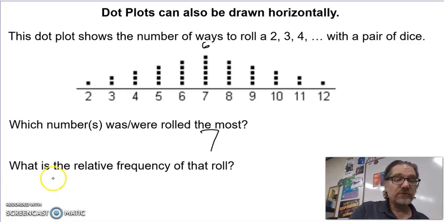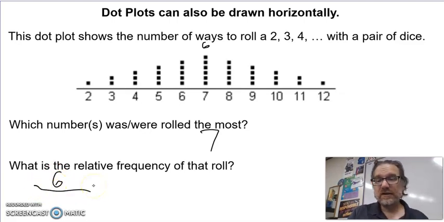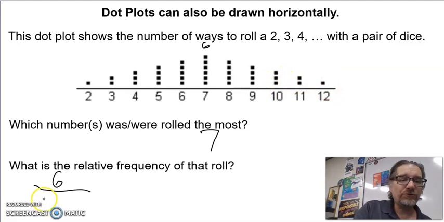What we're going to do is take the number of times I rolled a 7. I rolled a 7 6 times. The number of outcomes divided by the total number of outcomes. So I'm going to count how many times I rolled the dice. 1, 2, 3, 4, 5, 6, 7, 8, 9, 10, 11, 12, 13, 14, 15, 16, 17, 18, 19, 20, 21, 22, 23, 24, 25, 26, 27, 28, 29, 30, 31, 32, 33, 34, 35, 36. I rolled 36 different times.